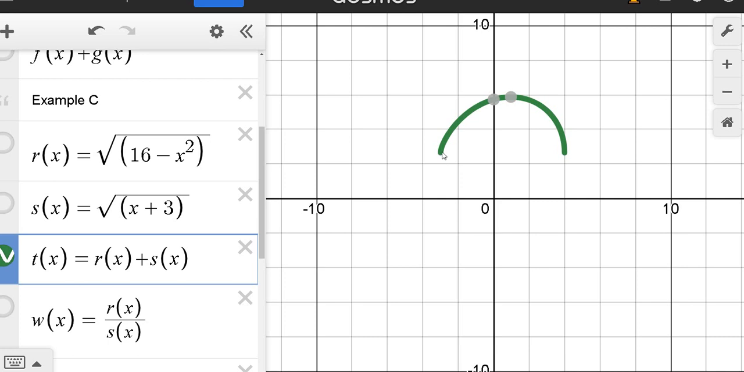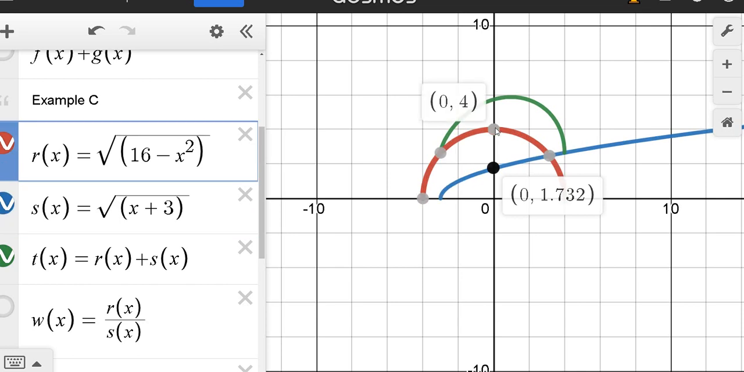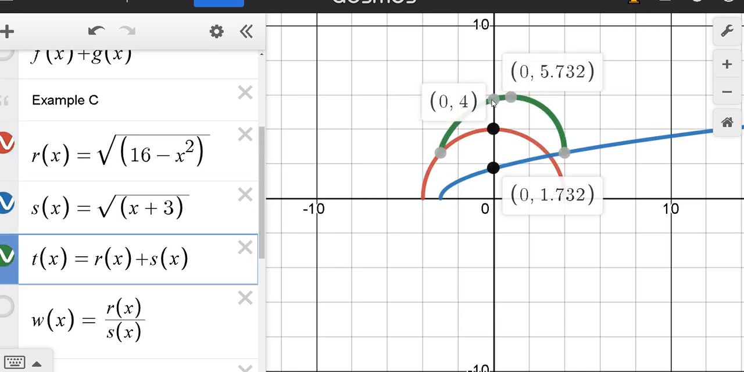If you look back here, this function is defined at negative 3. The function is also defined at positive 4. Now earlier I said that to get this graph, you're really adding up the values from these two graphs. So 1.73 plus 4 should give me 5.73. In this case, to be a little more accurate, 5.732. So all you're doing is adding up the points to get that new graph.